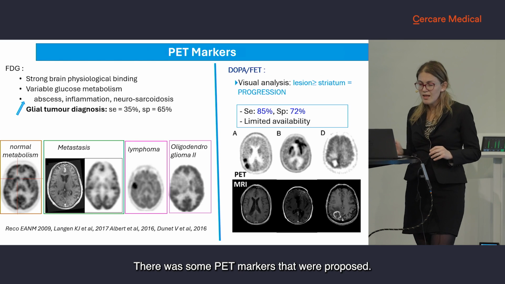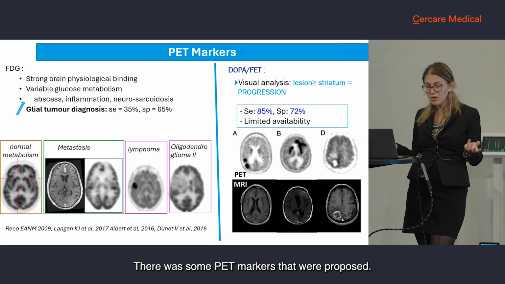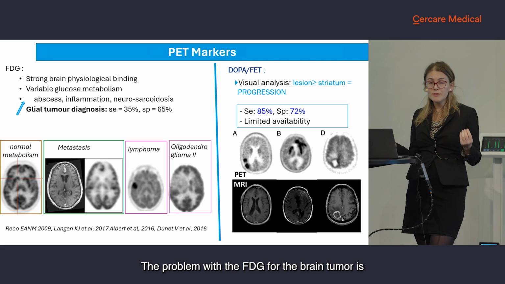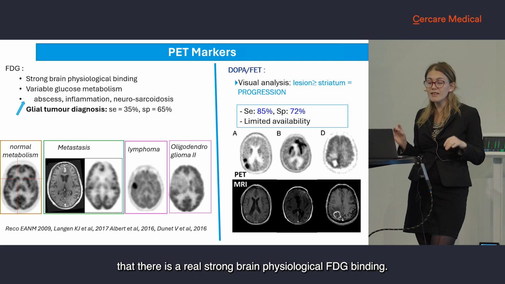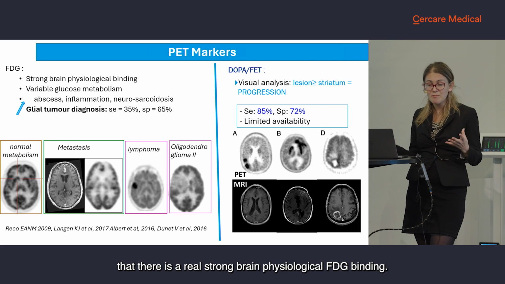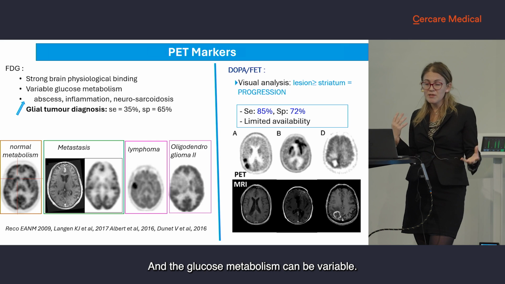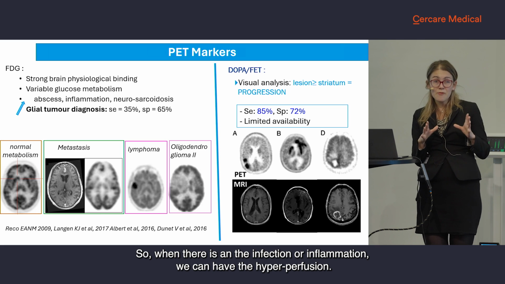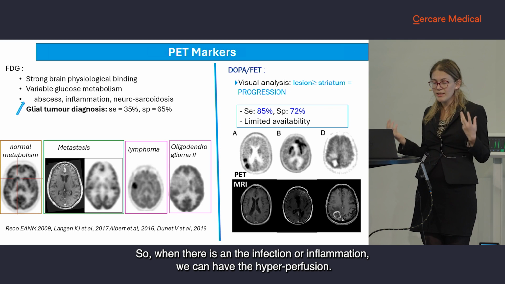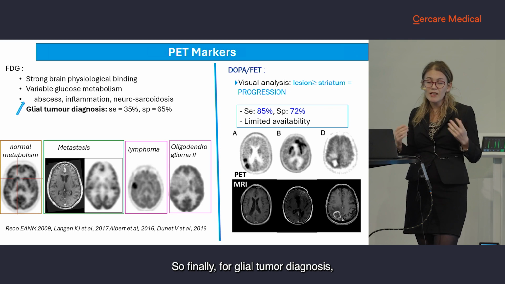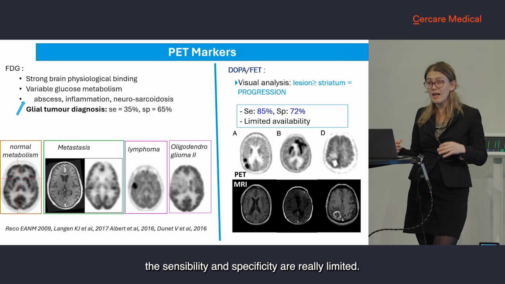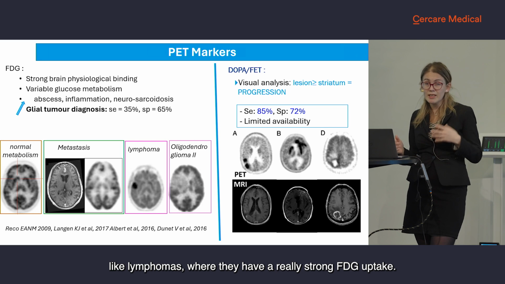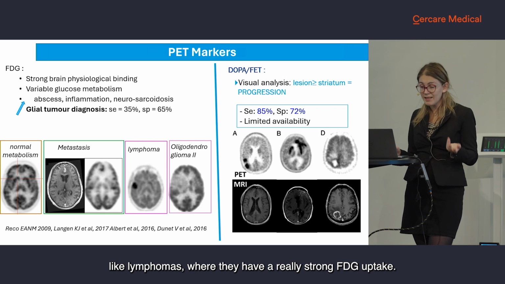Some PET markers were proposed. The most common PET marker is FDG. The problem of FDG for brain tumors is that there is a really strong physiological brain FDG binding, and glucose metabolism can be variable and depends on a lot of factors. When there is an infection or inflammation, we can have hyperperfusion. So finally, for glial tumor diagnosis, the sensitivity and specificity are really limited. There are some tumors for which it's interesting, like lymphomas, where we have a really strong FDG uptake.